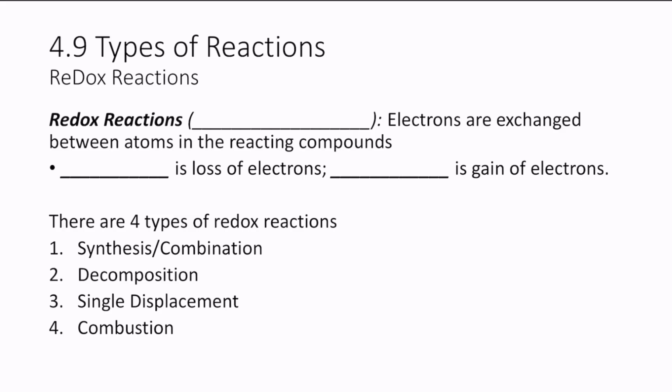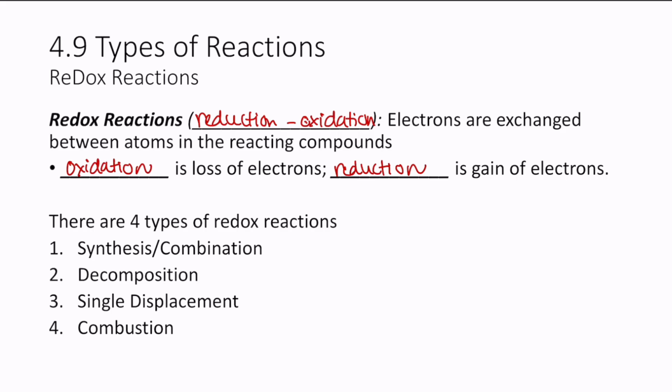We also have redox reactions, and there are all kinds of redox reactions. Now, redox stands for reduction and oxidation. And in redox reactions, electrons are moved or exchanged between different atoms in the reacting compounds. Oxidation is the loss of electrons, while reduction is the gain of electrons.